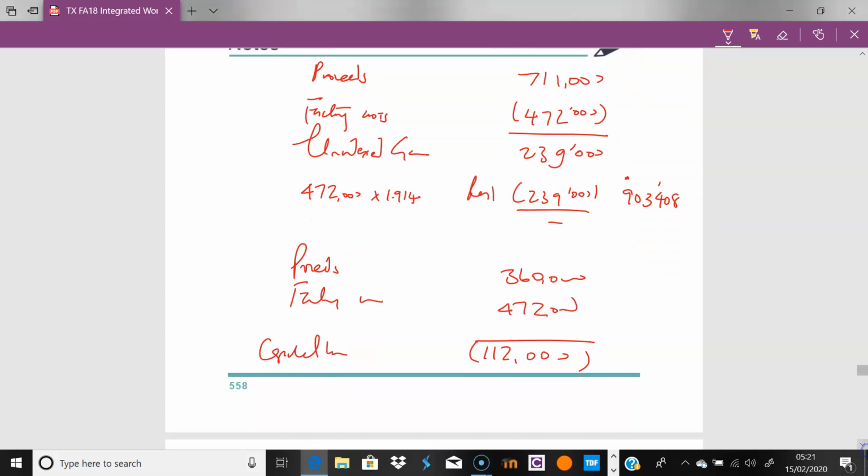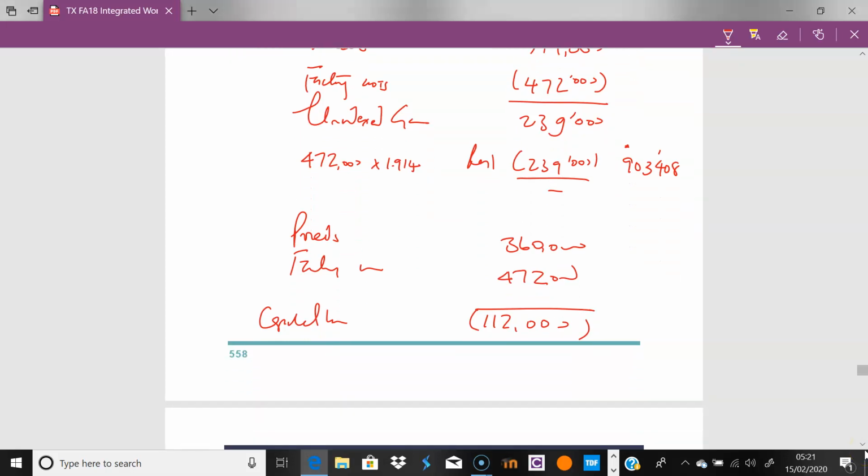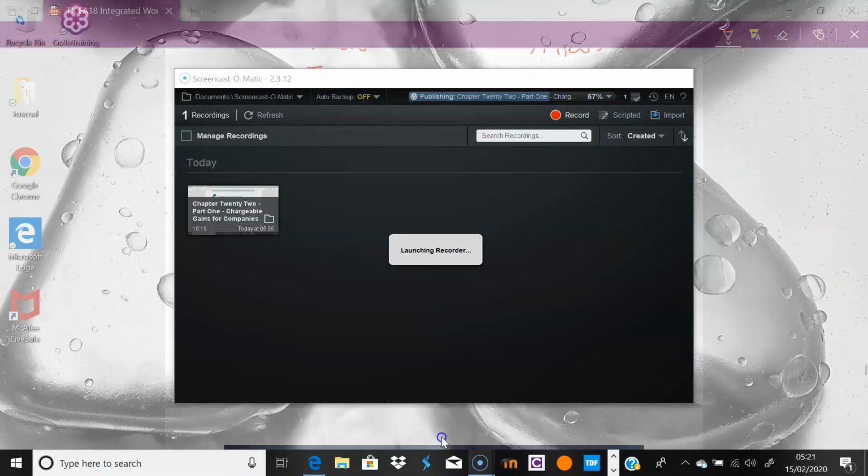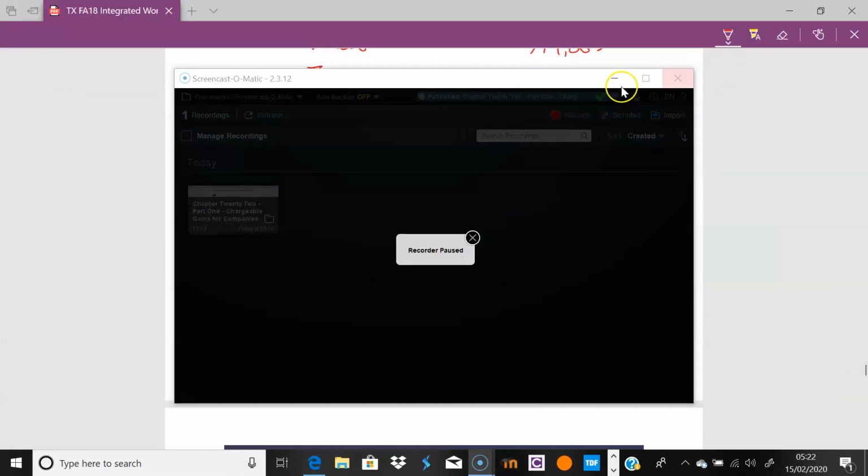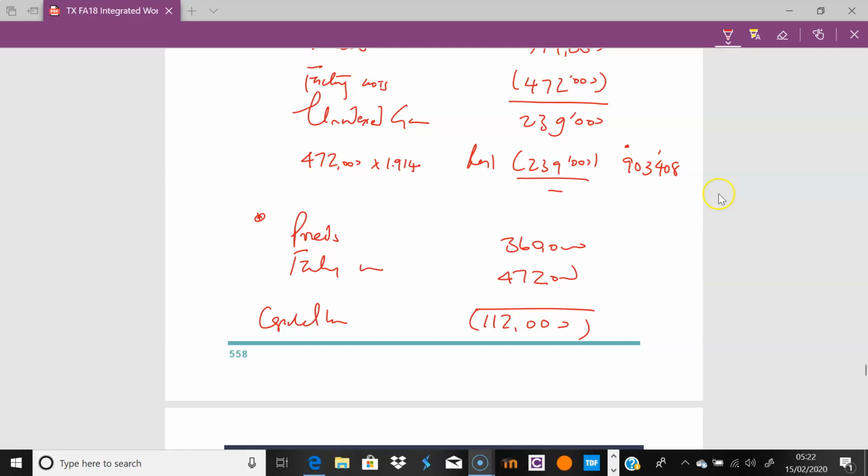So, the key point here is that indexation will not make an indexed gain negative. That's not going to happen. And the second point is that when you have a capital loss, you can't even use these indexations. Okay, right. So let's carry on.